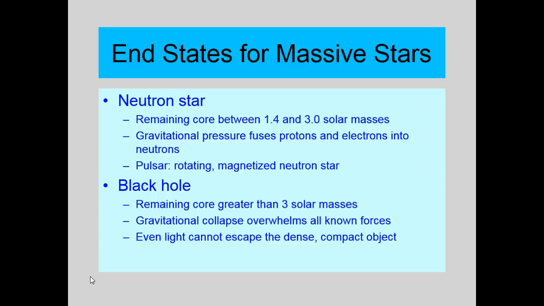And I'll tell you now, the current thought is every galaxy is surrounding at least one really major black hole. And sometimes when you have star clusters within a galaxy, they're around black holes as well. So there's a lot of them out there, but the thing is the gravitational collapse overwhelms all known forces, not just electrostatic, all forces. Even light cannot escape. They may be hot, they may be incredibly hot, but light can't come out because everything is sucked back in to the dense, compact object, whatever that is at the center.